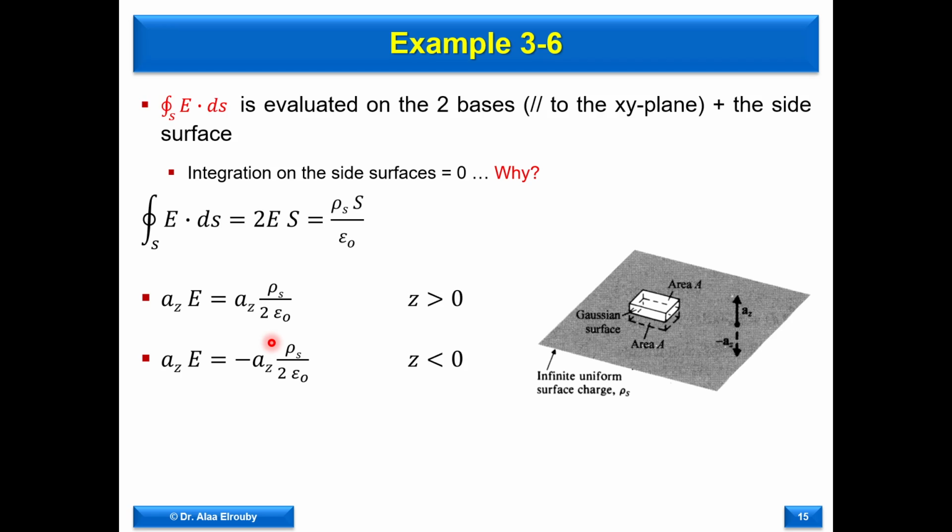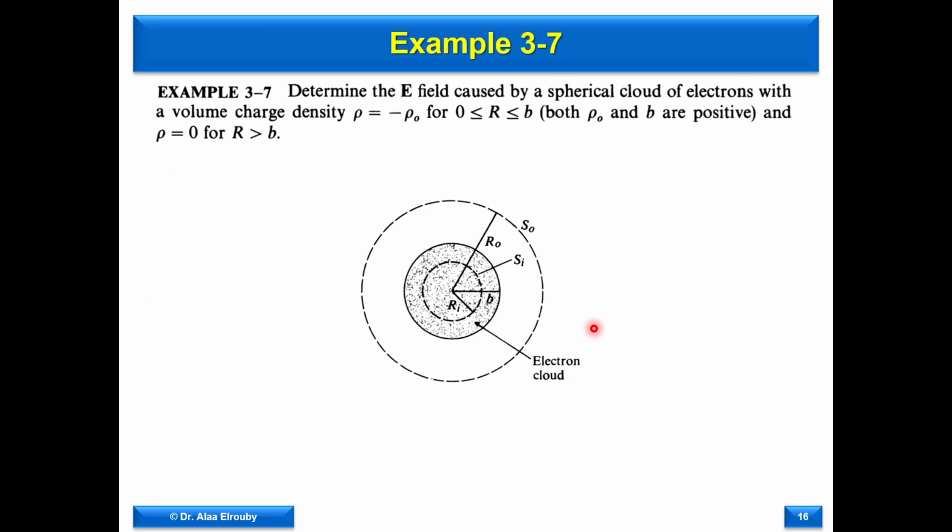So using Gauss's law, if we formulate the problem correctly, choose the right coordinate system, and choose the correct Gauss's surface, we can solve the problem quickly and easily. A third example is given here. We need to determine the electric field caused by a spherical cloud of electrons.